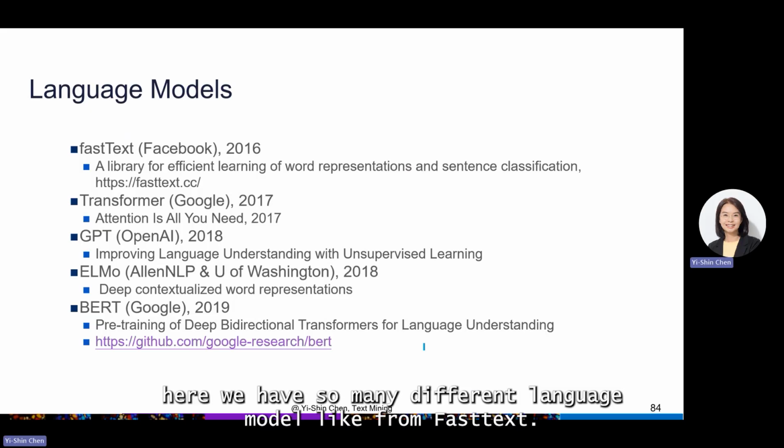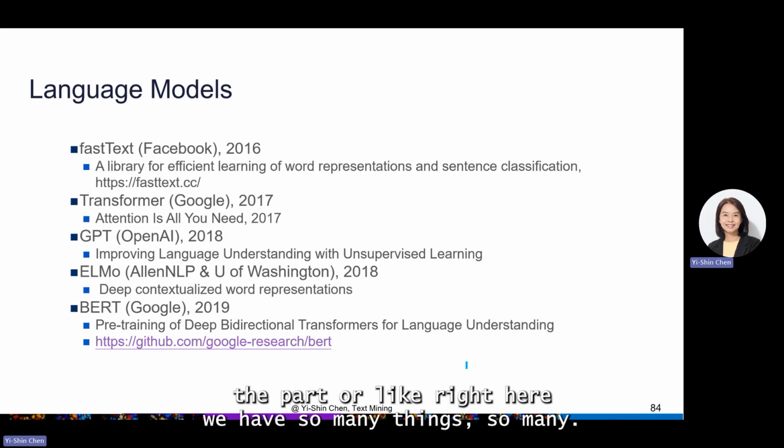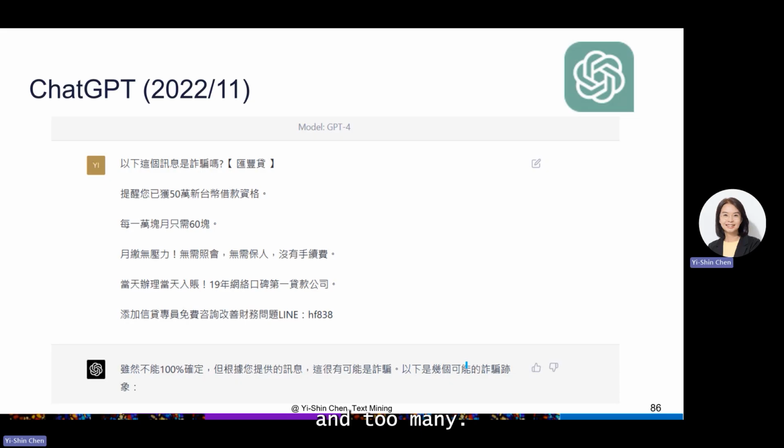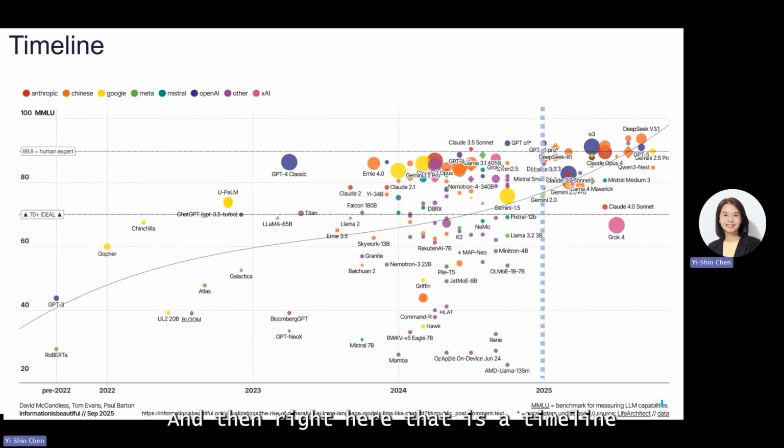And right here, we have so many different language models, like FastText in 2016, and Transformer, GPT, ELMo, and BERT, and so many other parts. In the end, you will find out I already lost count because there are too many language models. Right here, we can even show you a screenshot. And right here is a timeline of our language models.